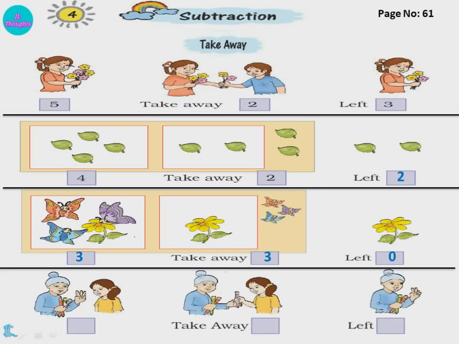Now here. How many pencils are with him? 1, 2, 3. So here you will write 3. How many did he give to the girl? 1. So you'll write here 1. So 3 were there. He gave 1. So how many are left with the boy? 2.